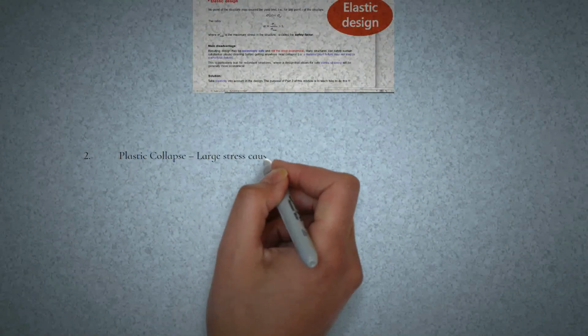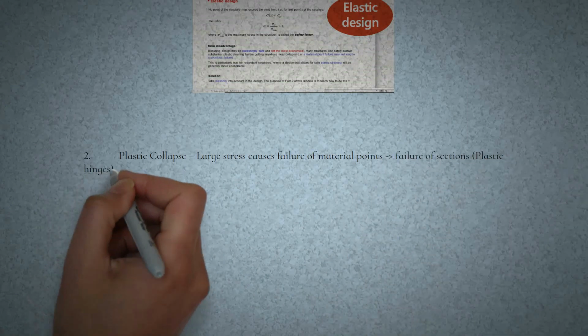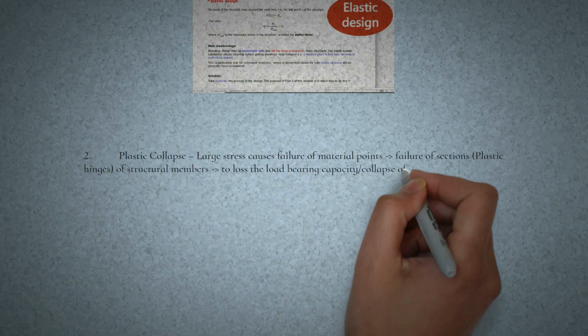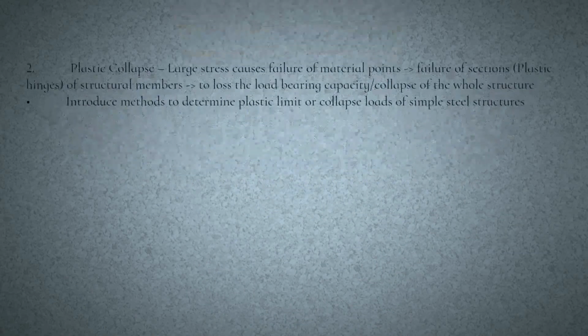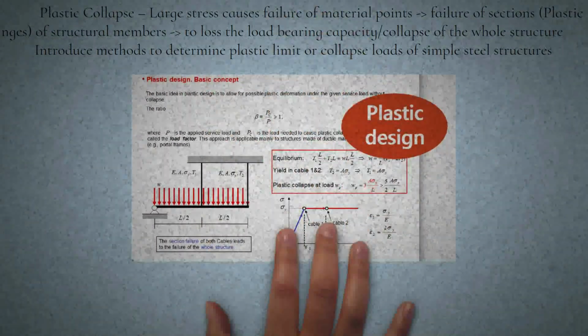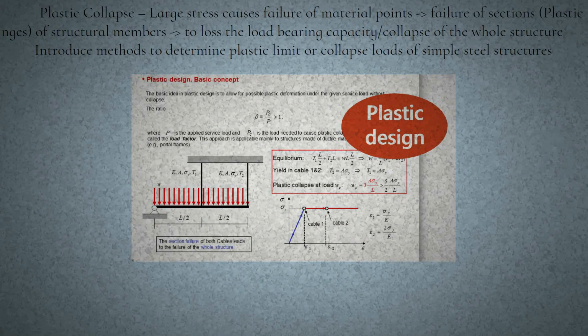2. Plastic collapse. Excessive stress causes material points to fail, leading to section failure, plastic hinges, and ultimately the collapse of the entire structure. Introduce methods to determine plastic limit or collapse loads of simple steel structures.